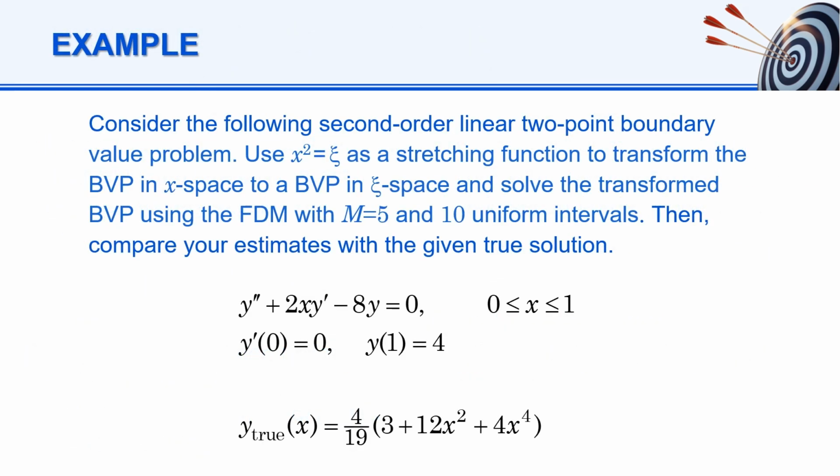Let us consider the following second-order linear two-point boundary value problem. We are asked to use x squared equals Xi as a stretching function to transform the boundary value problem in x space to a boundary value problem in Xi space, and solve the transformed boundary value problem using the finite difference method with m equals 5 and 10 uniform intervals. Then, we will compare our estimates with the given true solution.